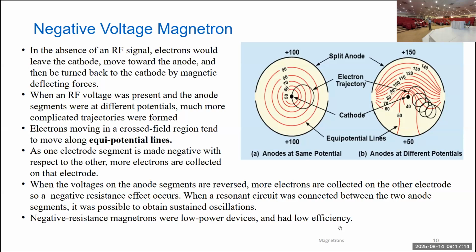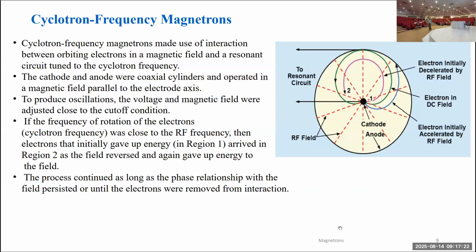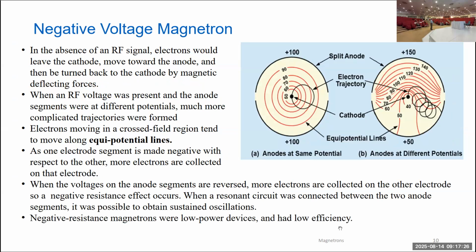These both are very low power devices. I mean the previous one, which is the cyclotron frequency magnetron, and this one, which is the negative resistance magnetron, are very low power devices, and their efficiency is very low.